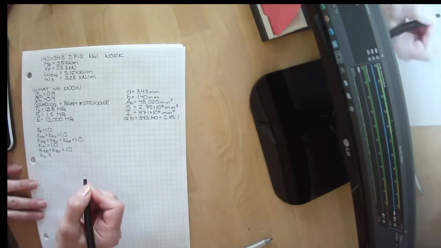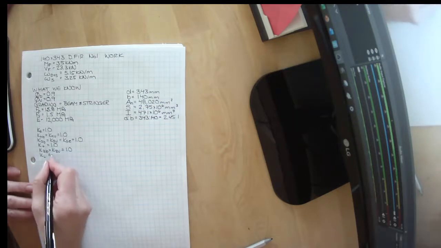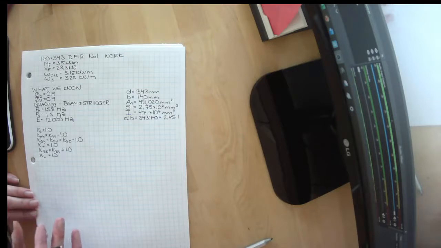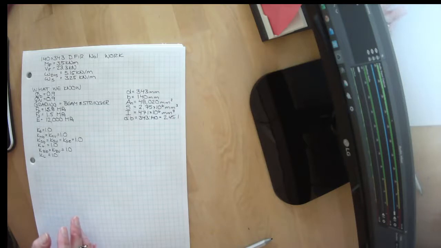And our buckling factor was also 1. It was not going to be governed by buckling. This thing was stocky enough that it was not going to be governed by buckling. So the next thing we need to do is calculate our equations. We need to figure out what everything is.